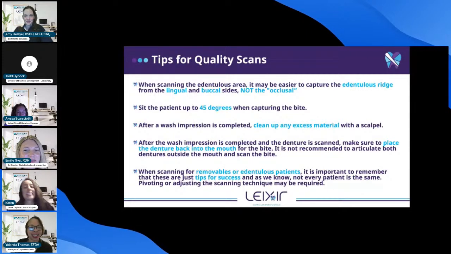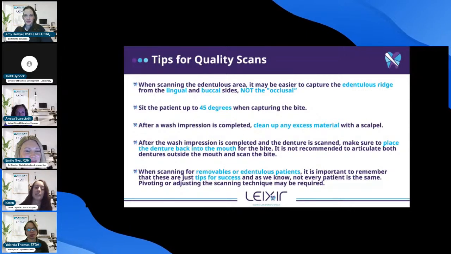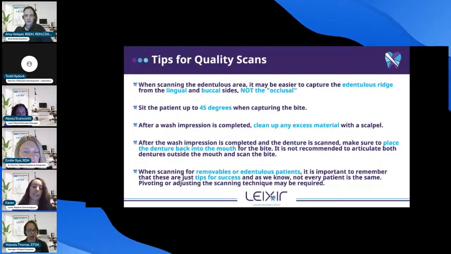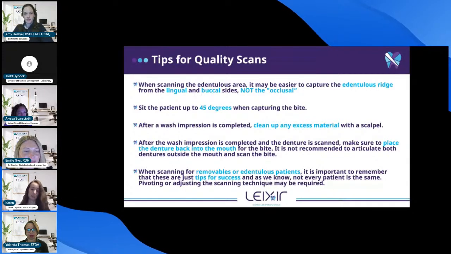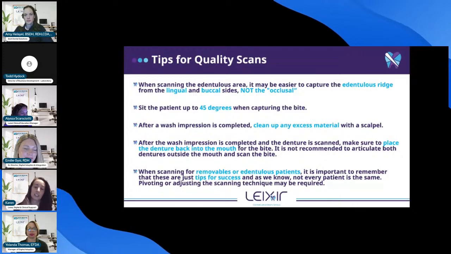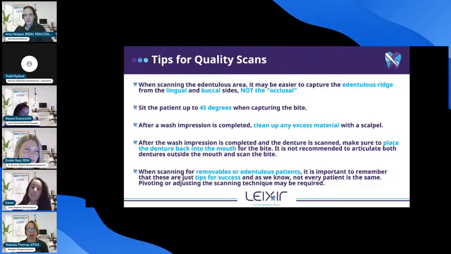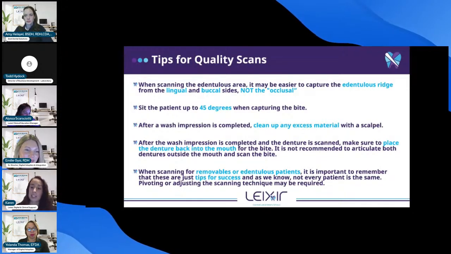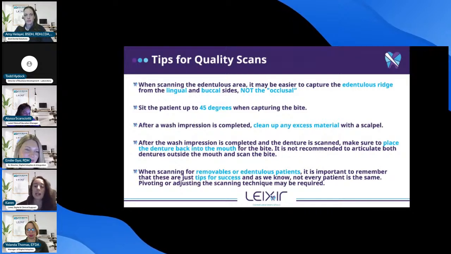Another big thing is sitting the patient up. I don't really like doing scanning on people laying supine, completely flat. I'm not a fan of it. A 45-degree angle is usually the best. You're not going to break your back and you can comfortably get that wand in there easily.